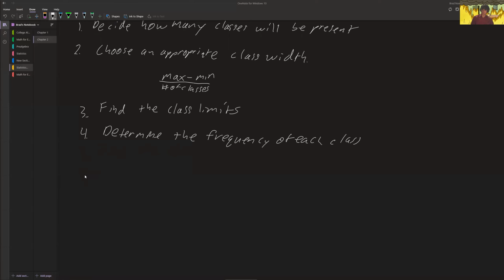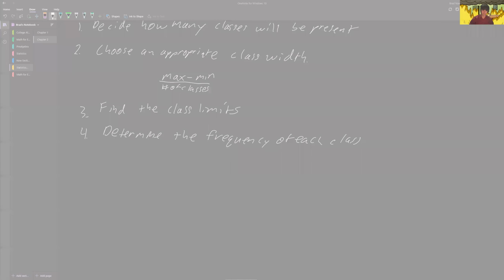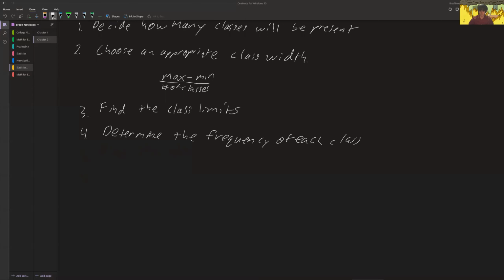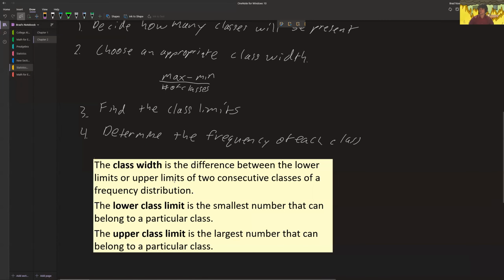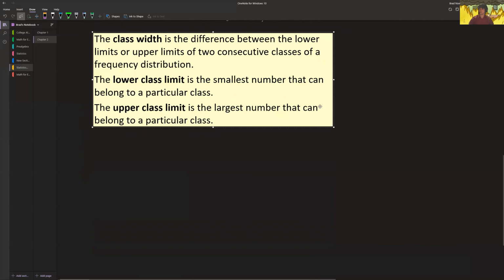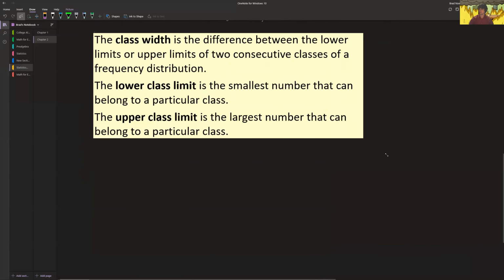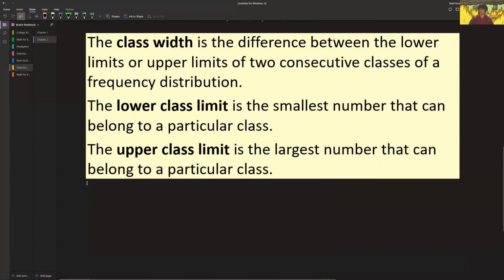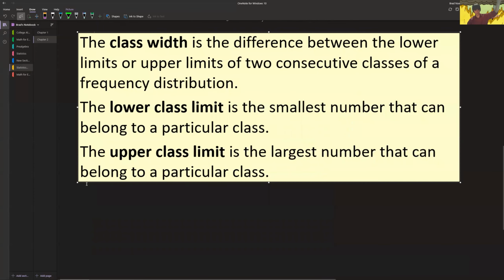So as I mentioned, let me just go ahead and give you these definitions here. I have alluded to them, but let's make them official. The class width is the difference between the lower limits or upper limits of 2 consecutive classes. So it's just the lower class limit of one minus the lower class limit of the one above, or the upper class limit minus the other upper class limit. Totally fine for those. The lower class limit is the smallest number that belongs to a class. Upper limit is the largest number that can belong to that class.